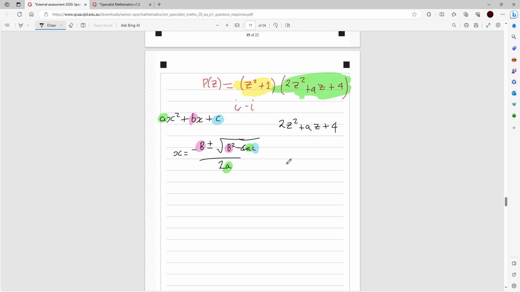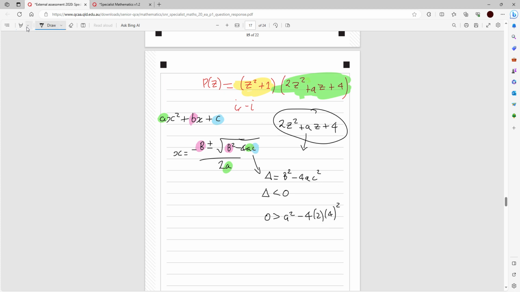Now, if there are only complex solutions, that means this thing needs to be, this is your determinant. Oh no, not determinant, discriminant. This, your delta, needs to be less than 0 because it's under a square root. So plugging this into the quadratic formula, the b term is your a, so you've got to have 0 greater than your b term, which is your a squared, minus 4 times your a term, which is 2, and your c, which is your 4.